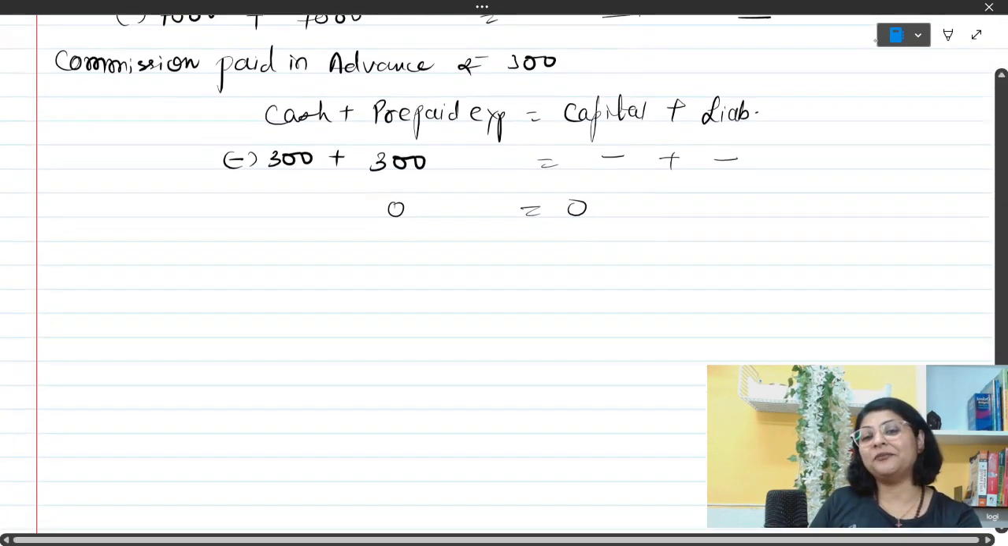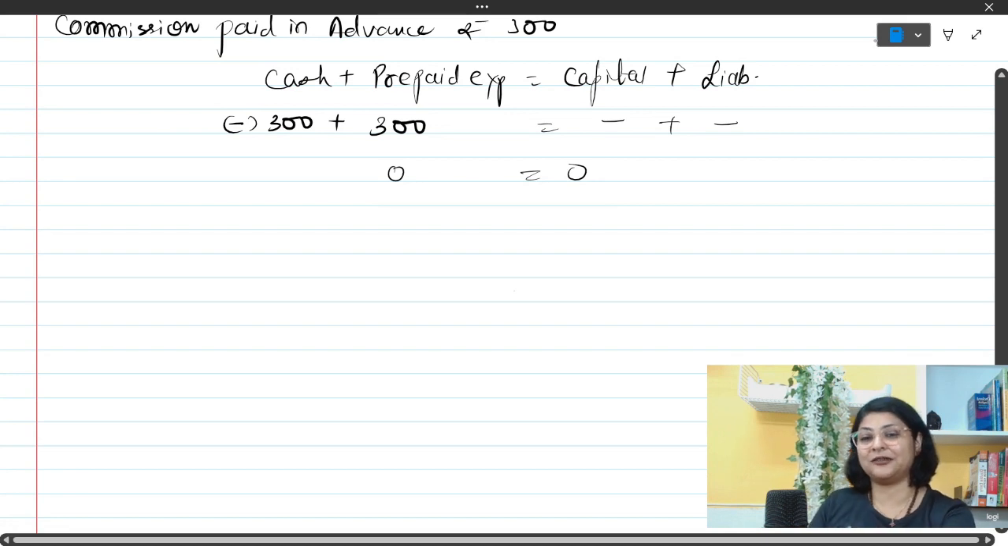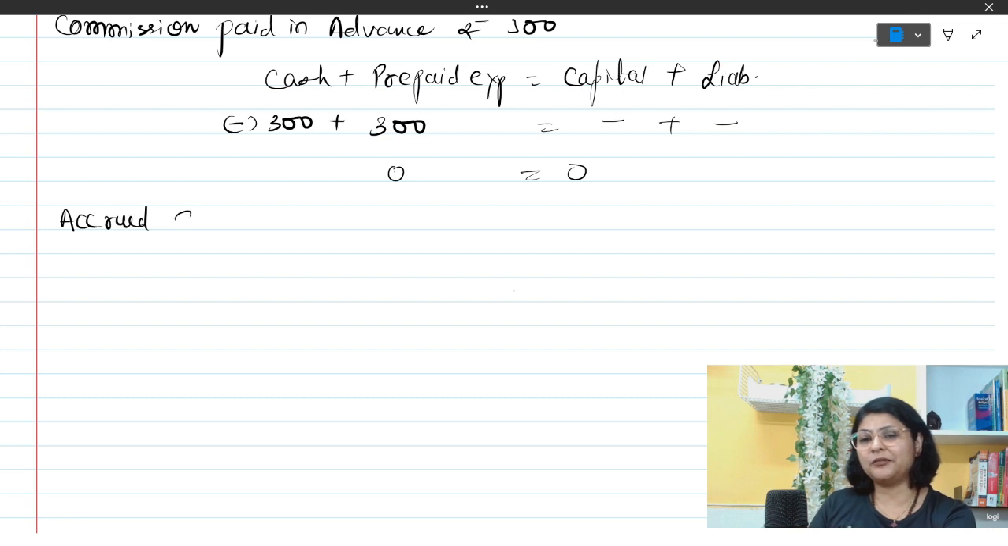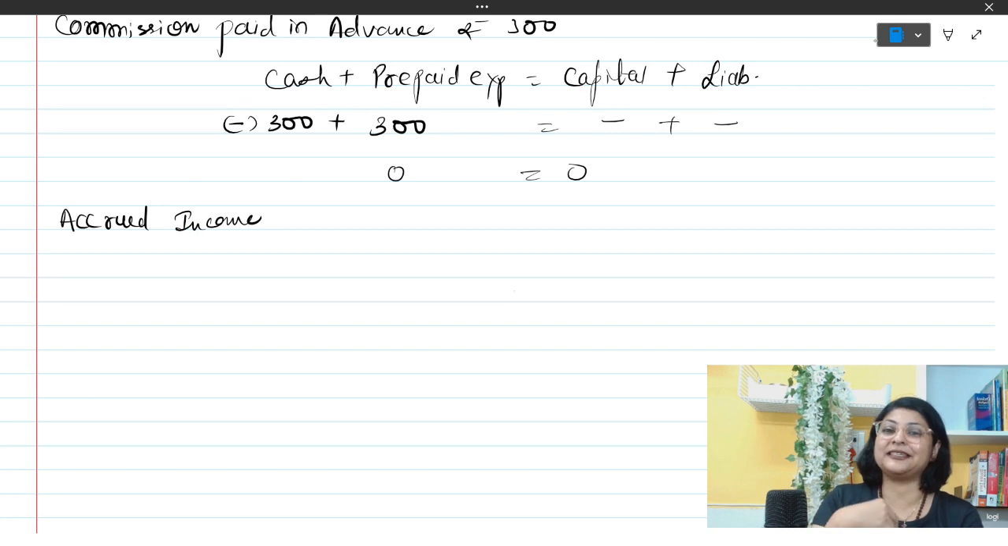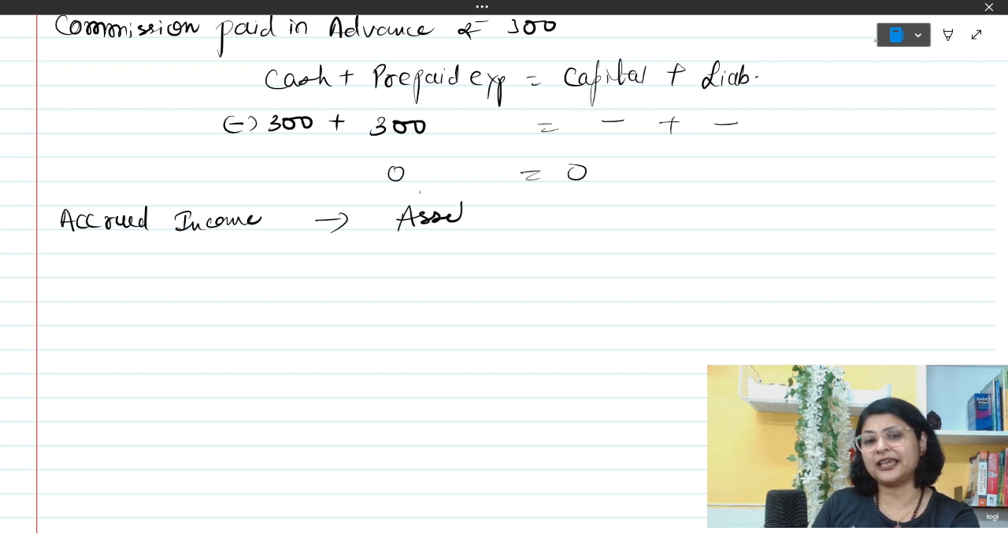Now let's see one more thing which is related to this concept only. It is known as accrued income. Accrued income is just the opposite of outstanding expense. If an expense is being incurred and we have not yet paid, we call it outstanding. Similarly, if we have rendered any service and we are entitled to receive the money but we have not yet received it, then it is called accrued income. The nature of accrued income is also a kind of asset.